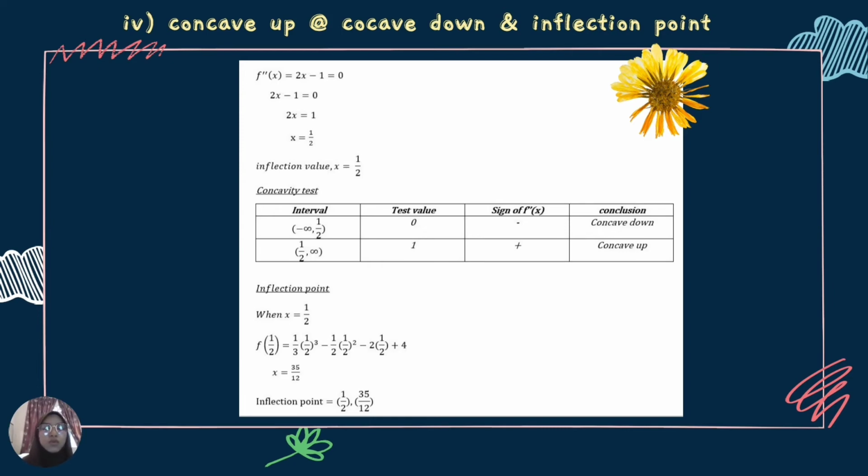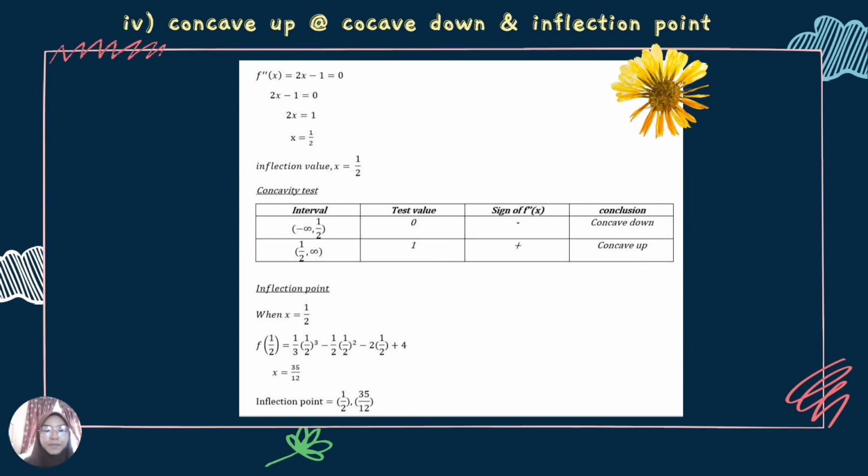So how to determine the concave up and concave down? We can use the concavity test, which uses the table that I state here, and put the interval and test value, and the sign of f double prime x. The sign of f double prime x is the answer to determine whether that interval is concave down or concave up.